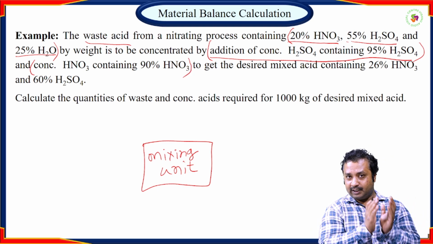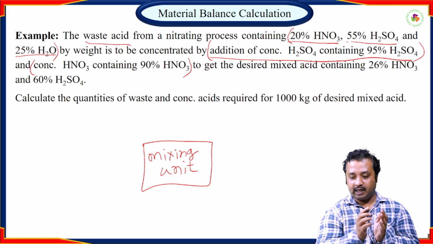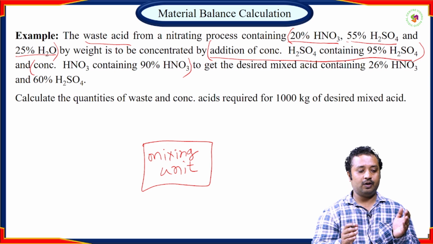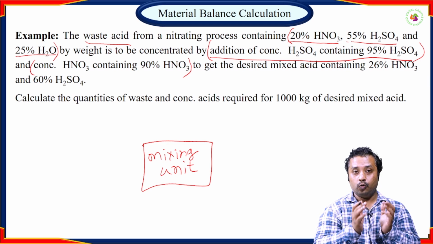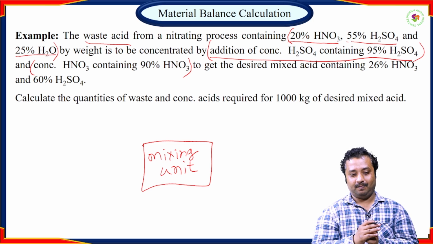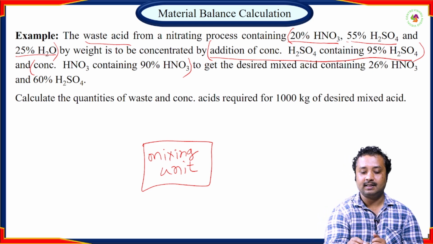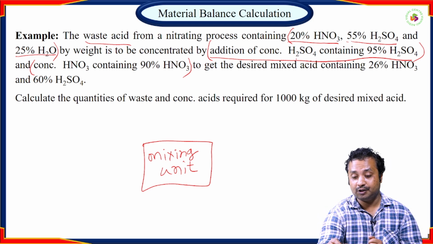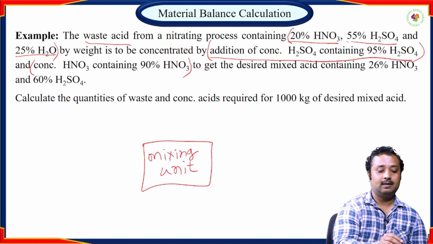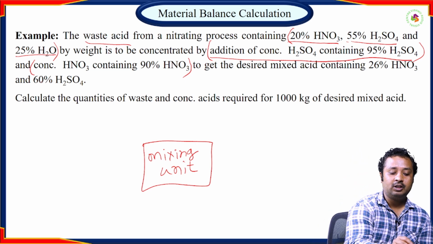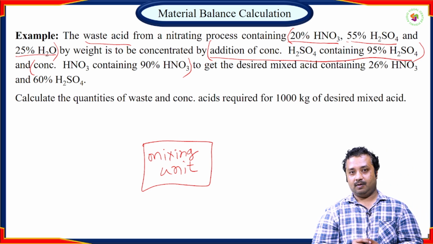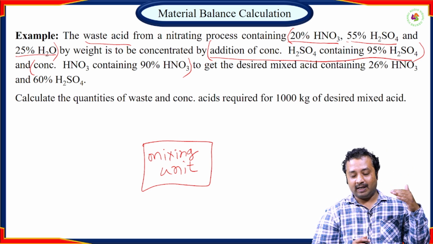We have a stream of waste acid from the nitrating process industry having this composition: 20% HNO3, 55% H2SO4 and 25% H2O. We need to concentrate this acid by mixing two streams. First is concentrated H2SO4 having 95% H2SO4 and another stream having concentrated HNO3 having 90% HNO3. Okay, you understand? So we have one waste stream.